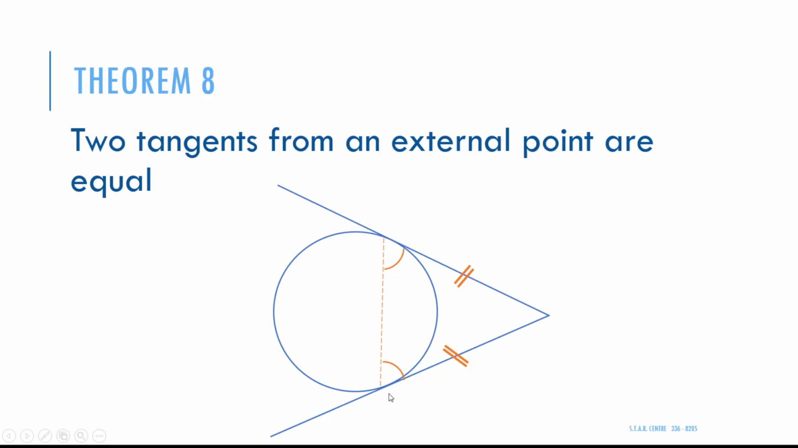And just to recall, an isosceles triangle is one in which there are two equal sides and two equal angles. So these are the two equal sides, and the two equal angles are opposite the equal sides.